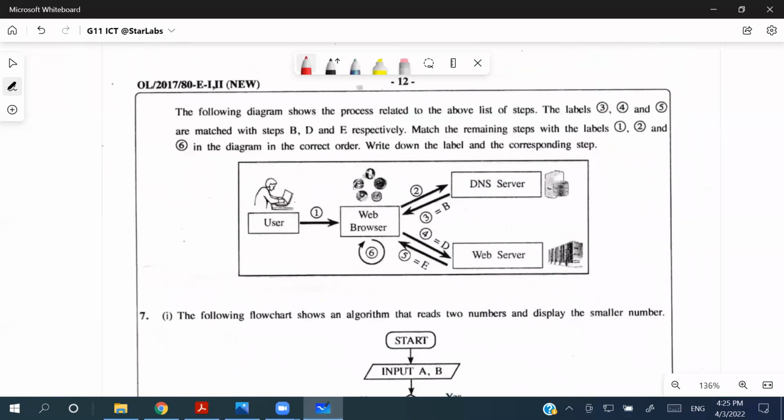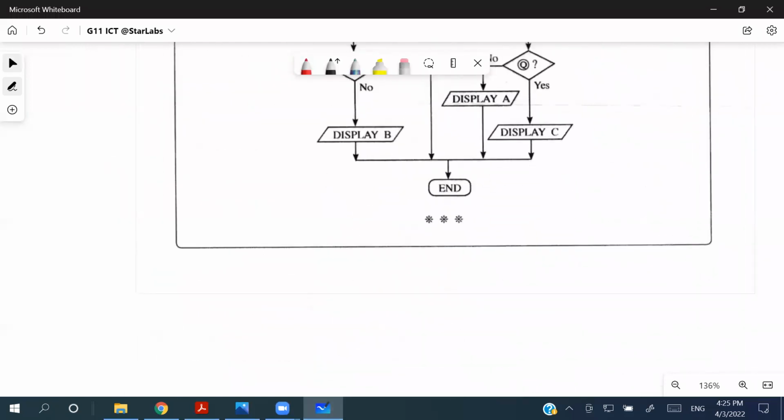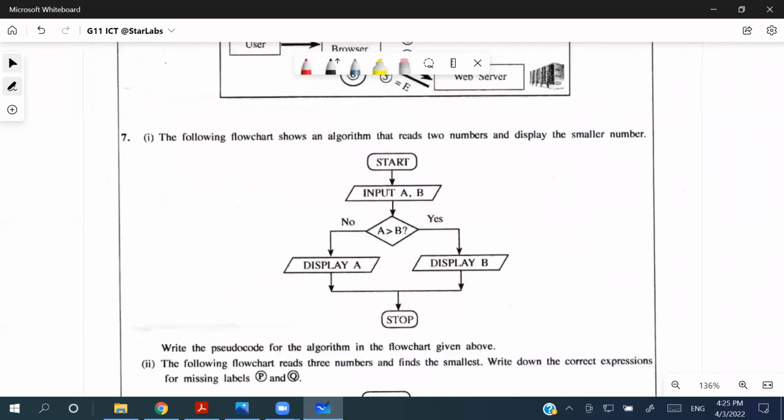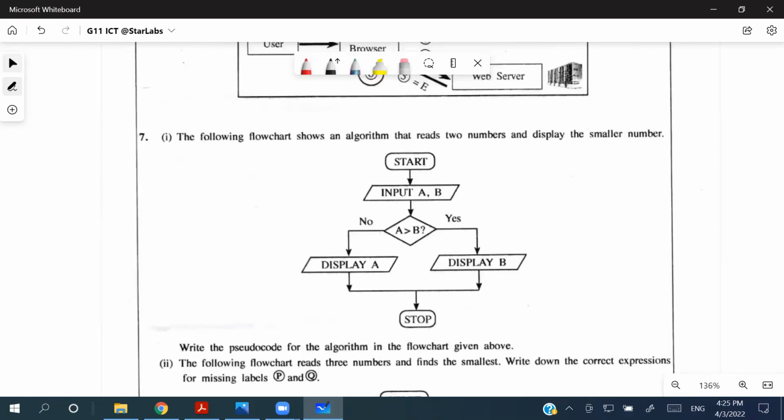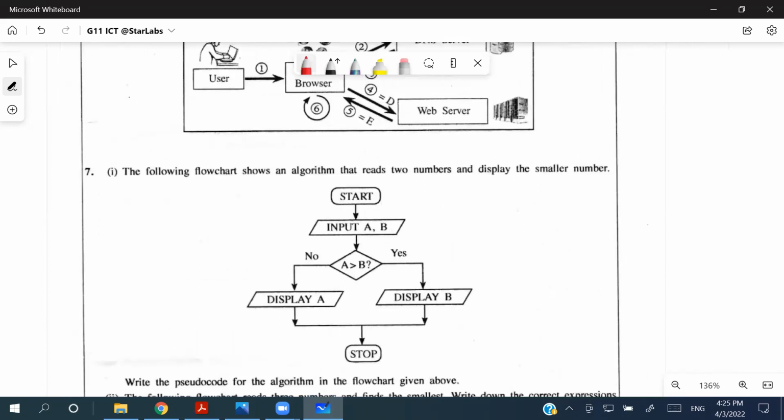Okay, the final question. The following flowchart shows an algorithm that reads 2 numbers and displays the smaller number. Write the pseudocode for the algorithm in the flowchart given above. Something very easy, right? Start with the begin. Then you can say input A, B.